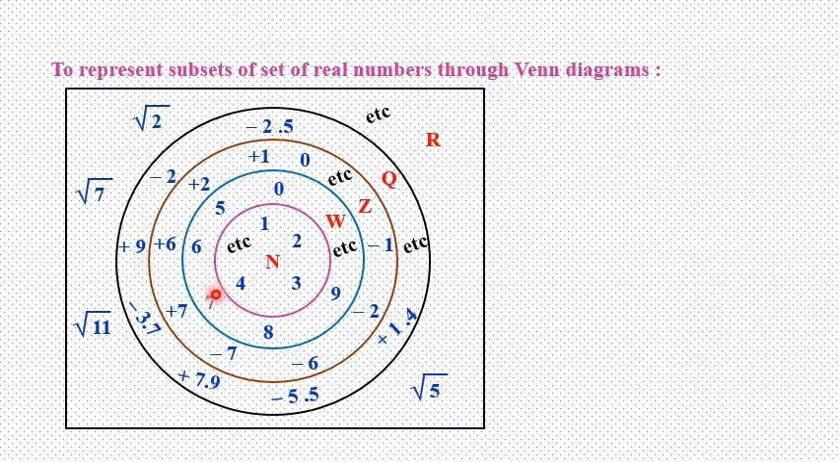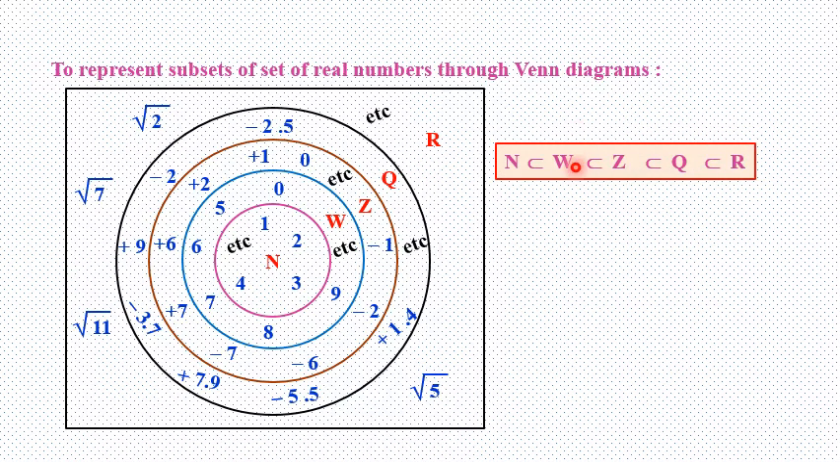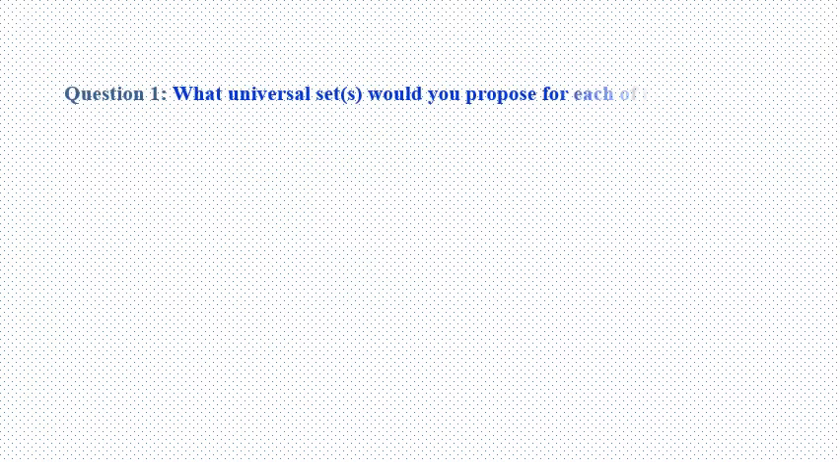But all these circles belong in the square, you can say rectangle. That's why these are subsets of the superset R. N is a subset of W, W is a subset of Z, Z is a subset of Q, Q is a subset of R. N is in W, W is in Z, Z is in Q, Q is in R. That's why they are all subsets. Yes. Now we go for a question.